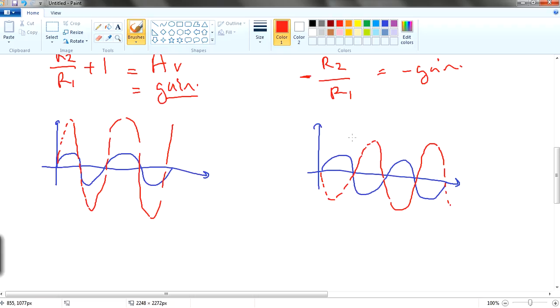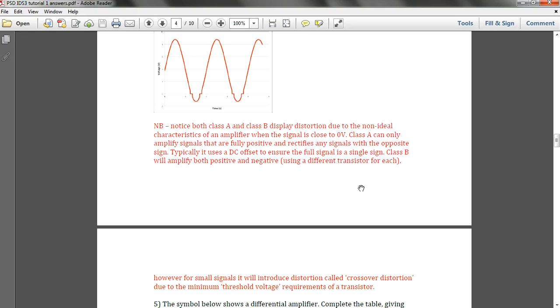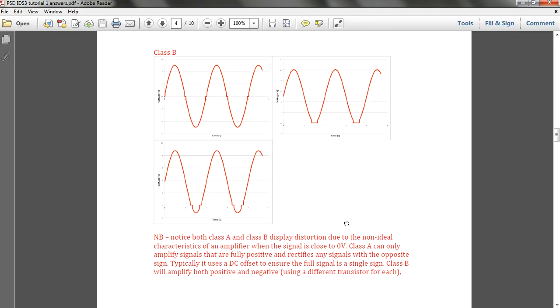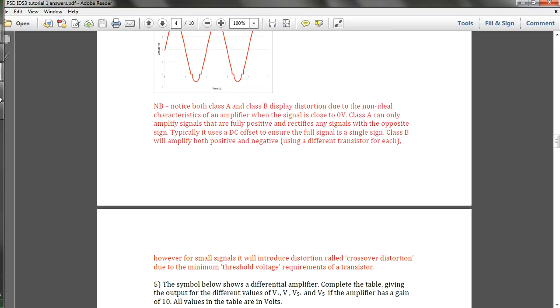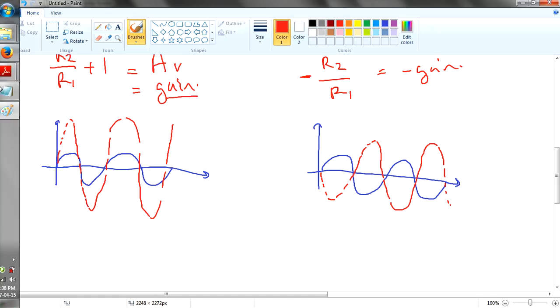So yeah, and then what do I do? Before I end, I just want to let you know the crossover distortion. Actually no. Okay, so this is class A. Never mind. I'll stop here.